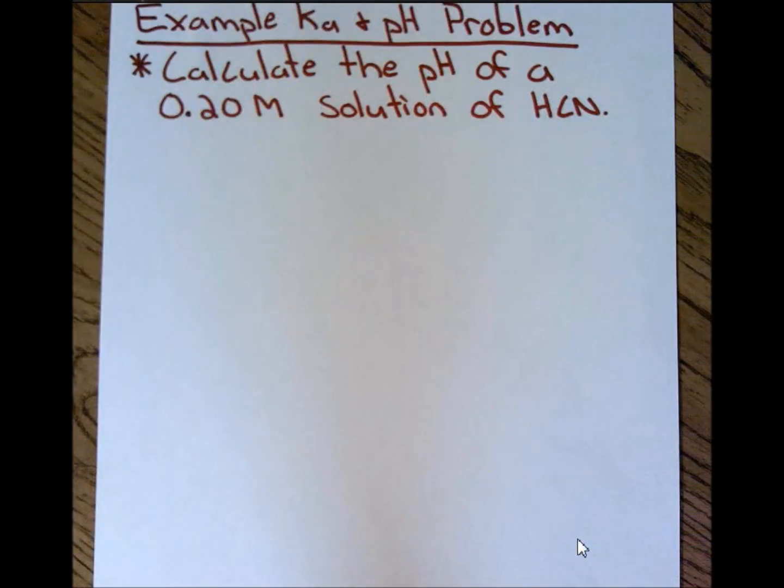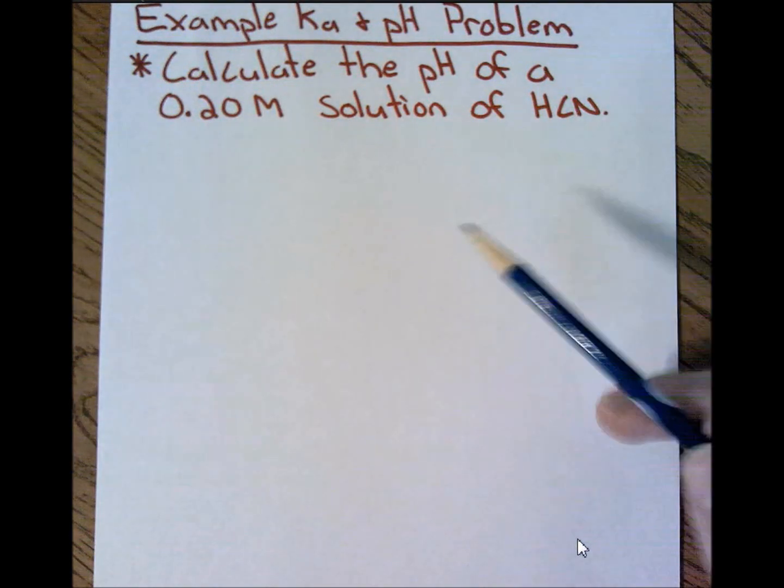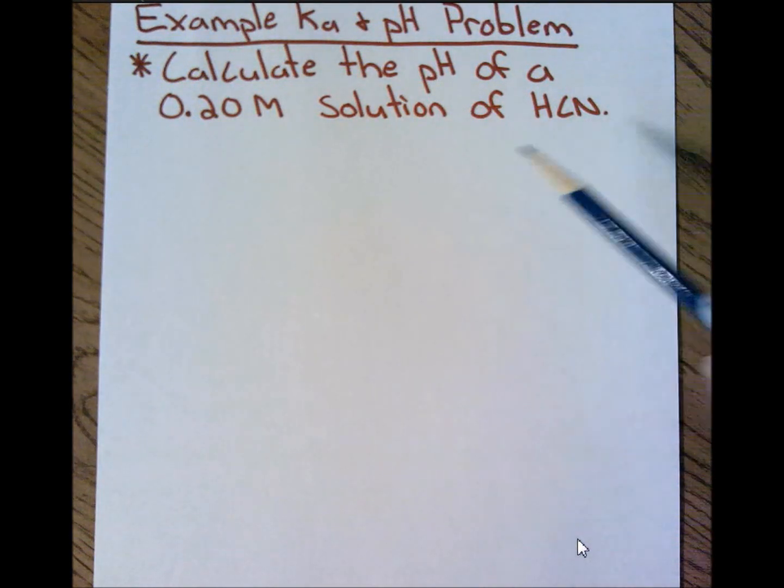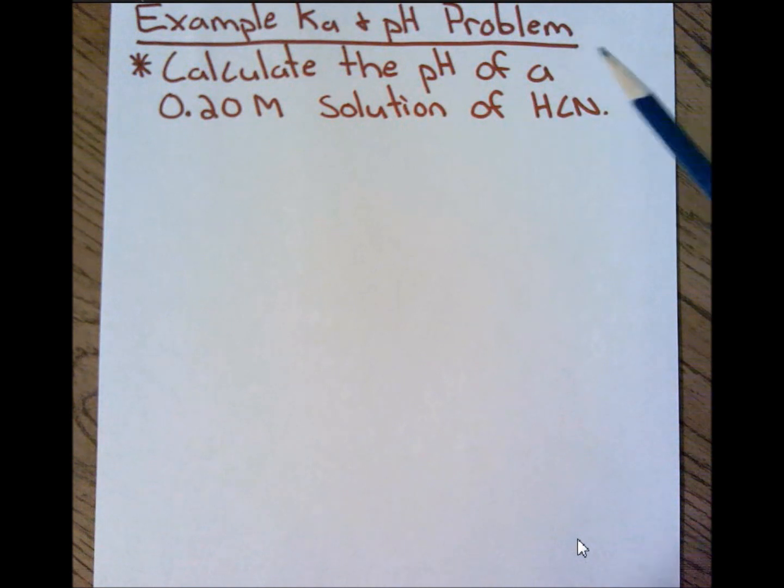We want to know what is the pH of this 0.2 molar solution of HCN. So the first thing that we always do is say, is HCN one of those 7 strong acids? The answer is no. It's not on that list of 7 that we've gone over before. So HCN is going to be a weak acid.